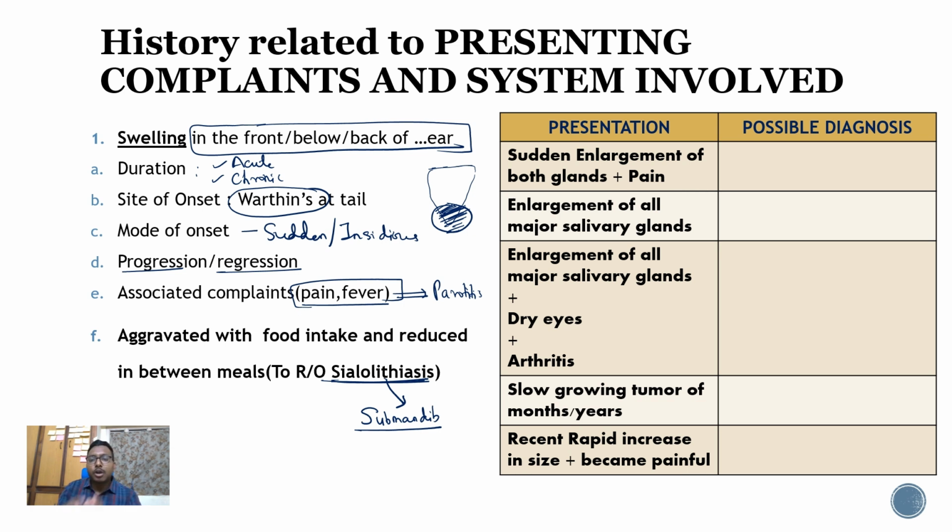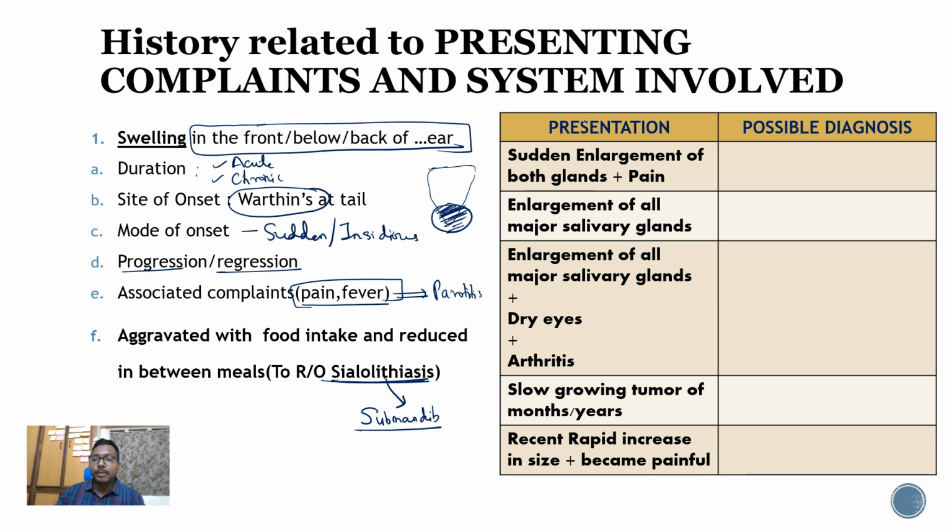Okay, right. So, what are all the possibilities we can have based on the presentation? One, sudden enlargement of both glands along with pain. See, this kind of picture can be seen in people where there is improper hygiene in the oral cavity or in case of dehydration, etc.